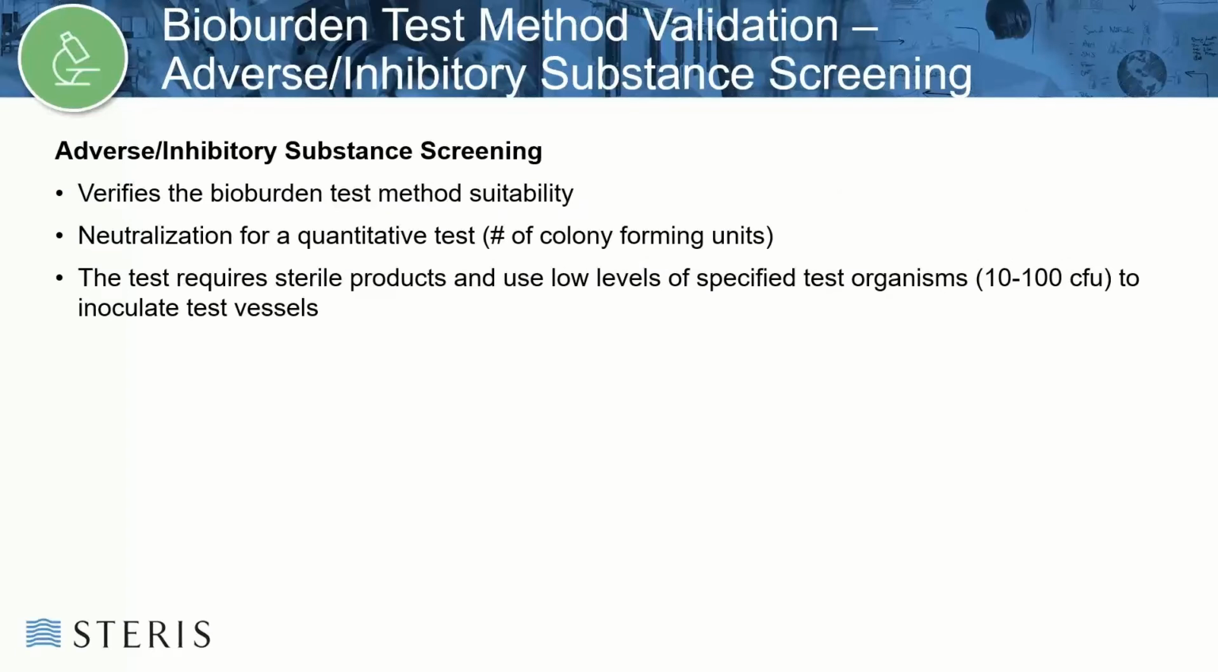Bioburden adverse screening verifies the bioburden test method suitability. This involves neutralization for a quantitative test. This test requires sterile products and uses low levels of specified test organisms with populations between 10 to 100 CFU to inoculate the test vessels.